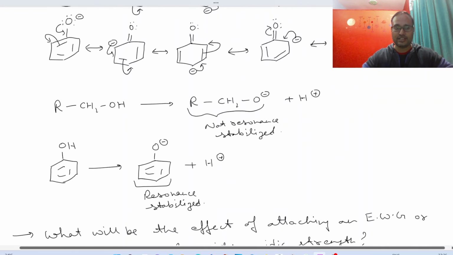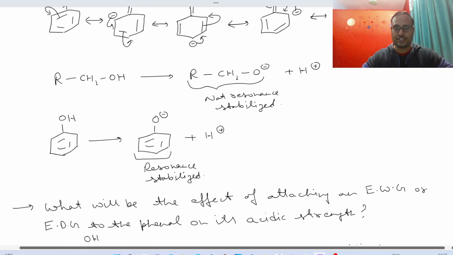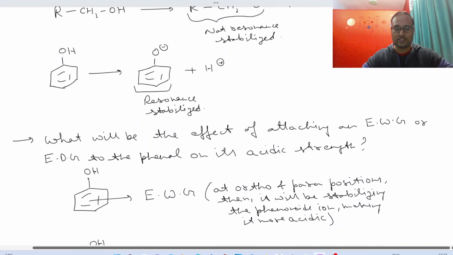Then we compared alcohol with phenol, to see which is more acidic. Alcohols are less acidic as compared to phenol because the alkoxide ion is not resonance stabilized, whereas the phenoxide ion is resonance stabilized, making phenols more acidic than alcohol.